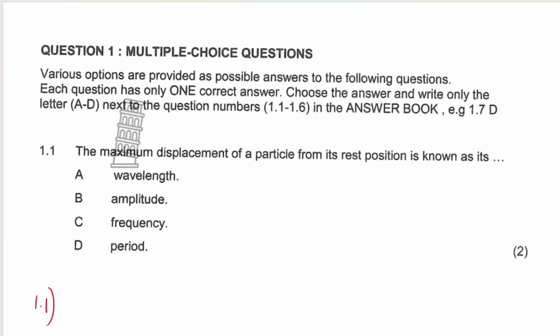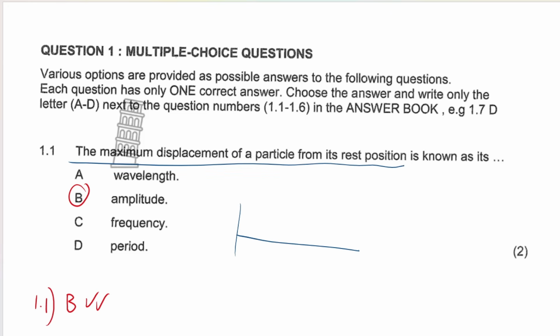So the maximum displacement of a particle from its rest position is known as its, and the answer for this question is amplitude. So you will write 1.1 B, and you'll get 2 marks for that because that's the correct answer. Now, this is obviously a waves question, and this is a definition question. So the maximum displacement of a particle from its rest position, that is the definition for amplitude of a wave. So if you learn your definitions, you'll be fine with that question.